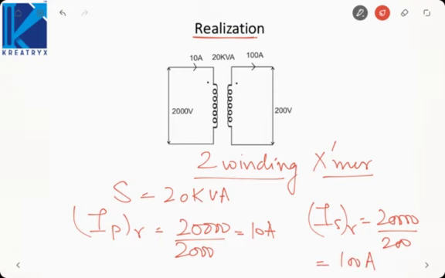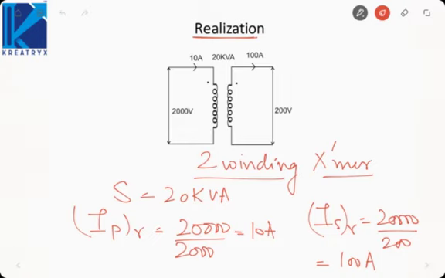Here I have shown the different currents flowing in the windings and the voltages across the windings. Now to construct an auto transformer out of this two winding transformer, we need to connect the two windings, because some portion of the winding must be common between the primary and the secondary. There are two ways to connect the windings.